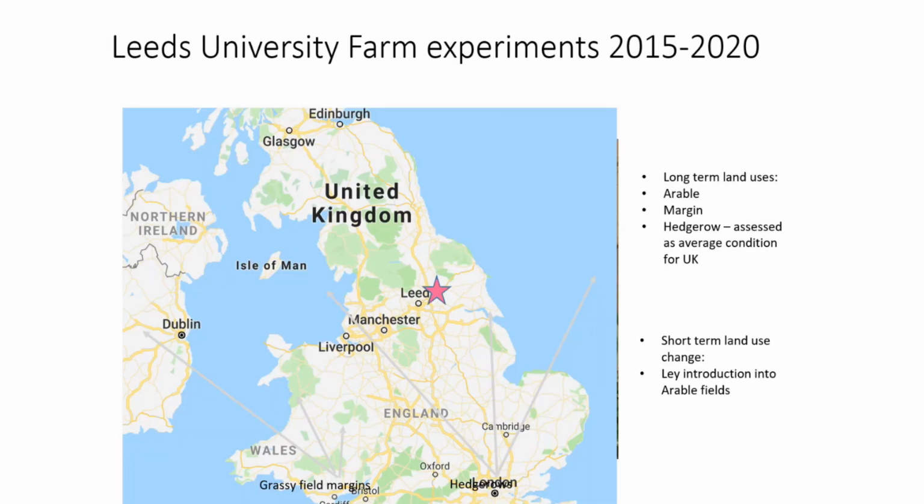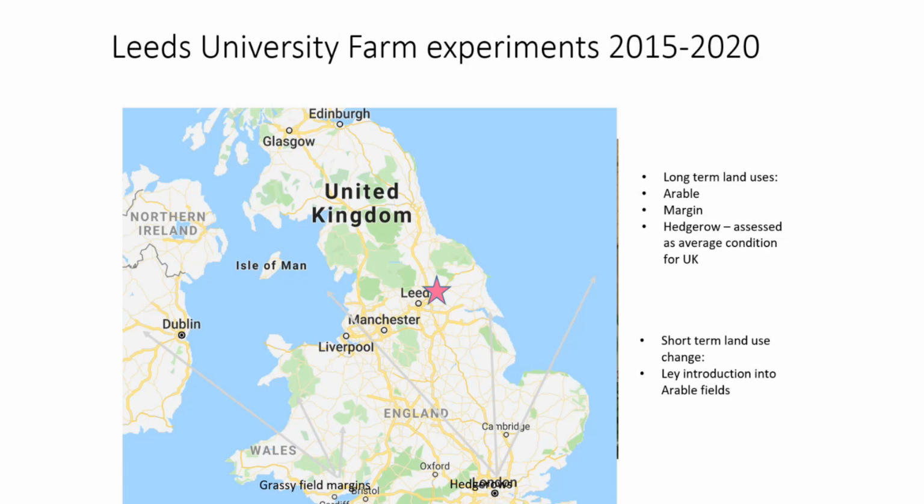Okay, so that's what it is. There are long-term land uses here, arable, the grassy margin, and the hedgerows themselves. They were assessed as being sort of average condition UK hedgerows. And this is what it looked like on Google Maps. If you go on Google Maps now, it's all gone. You have to go back to the old data to see it. But you could pretty much see it from space.